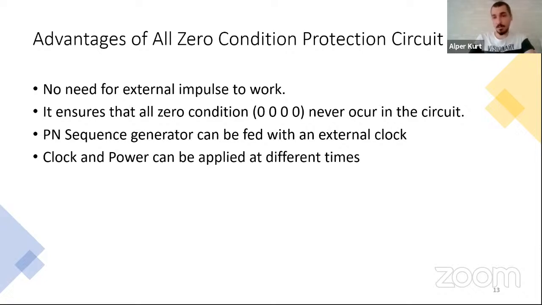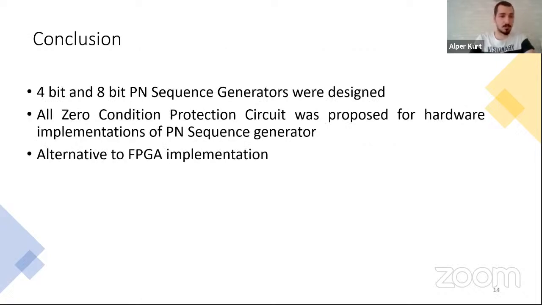If there is a little time delay between the clock and power, I also tried it by myself, the PN sequence generator will never start, but for this protection circuit, it will ensure that it will start because it will wait for a clock. So I can apply a clock maybe 30 minutes after I power the system. So there is no limitation for the timing of the clock and power due to this protection circuit.